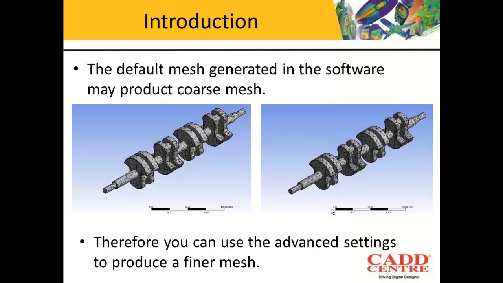So if you see in this figure over here, you can see one model which is already meshed using some settings. Here we have used the default mesh settings, and by using the default mesh settings, we have generated the mesh over here. But if you see, in some areas it has created a coarse mesh. So the default mesh will produce a coarse mesh, after which you can use the refinement options or some advanced settings to produce a finer mesh. If you see this image over here, the meshing looks much finer.